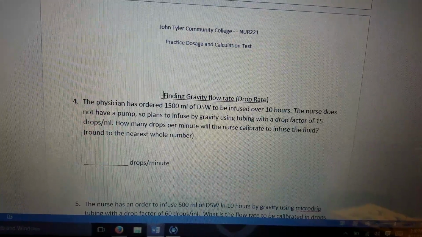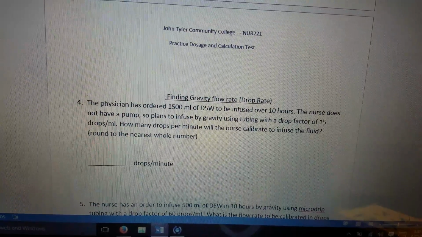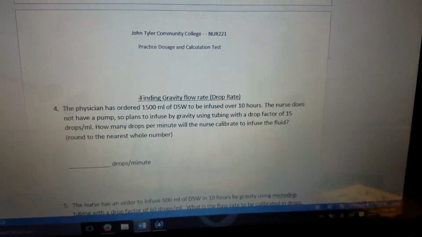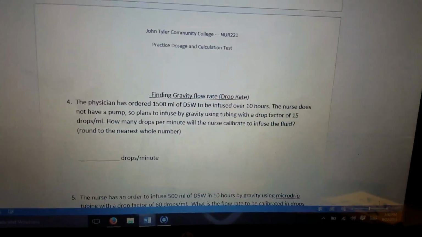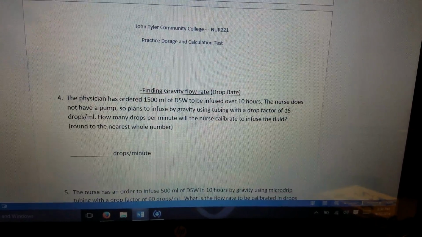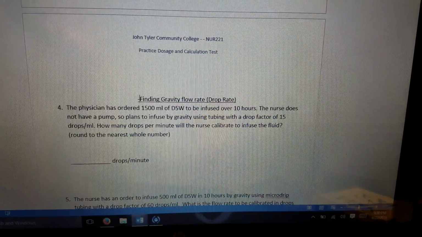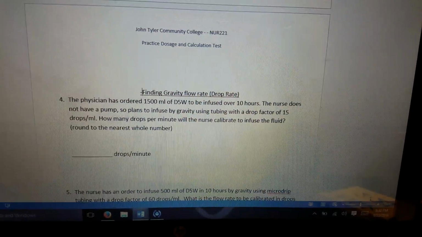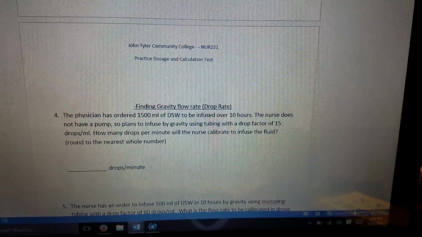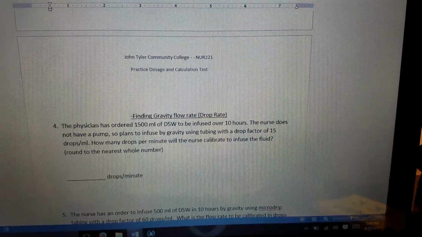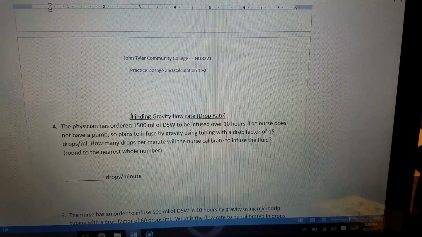Okay, so number 4, it's asking for the gravity flow rate, which is a little more difficult. It's saying your doctor ordered 1,500 mLs of D5W and he wants it to be done in 10 hours. The nurse doesn't have a pump, so she's going to infuse it by gravity with tubing that has a drop factor of 15 drops per milliliter. How many drops per minute is the nurse going to calibrate to infuse the fluid?